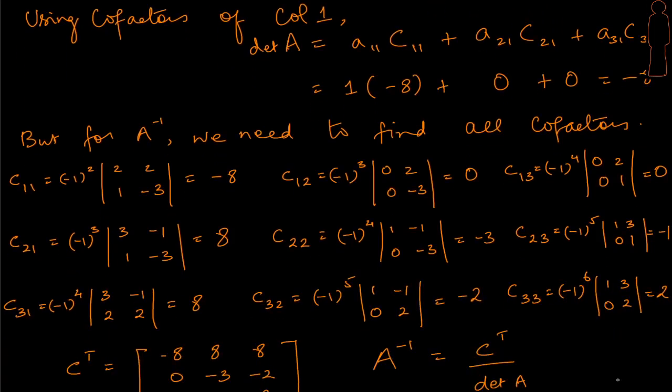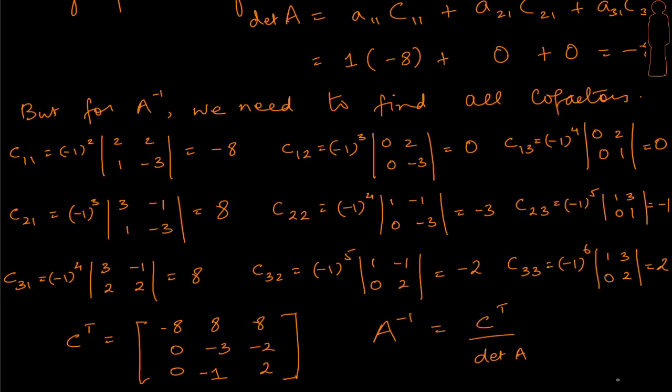Right. So similarly, please verify all the cofactors and place them carefully in C transpose. So look at this here, minus 8, 0 and 0, they come in a column here. 8, minus 3 and minus 1 in a column, and in a column. Therefore that's my C transpose, and please do verify that C transpose by the determinant is really the inverse, right?